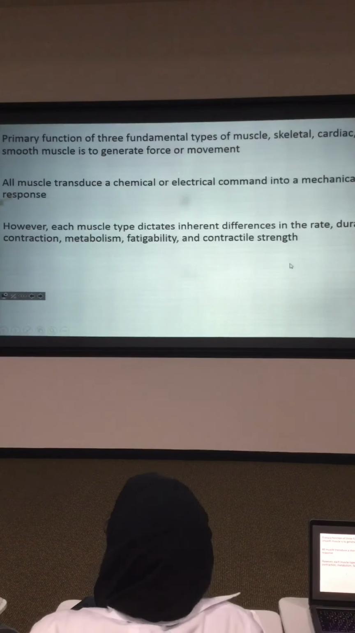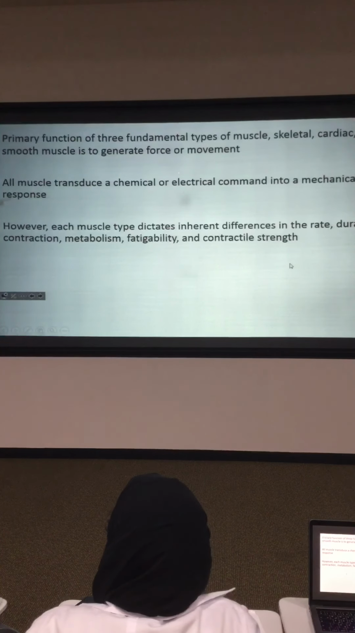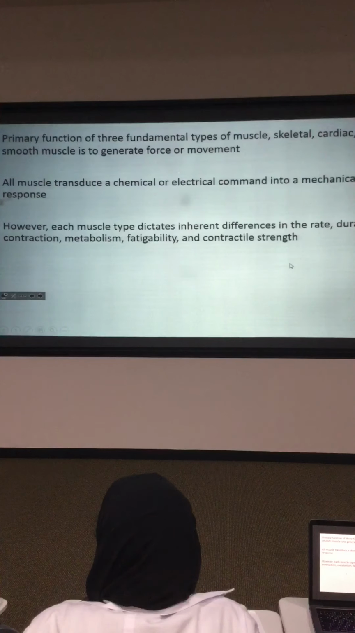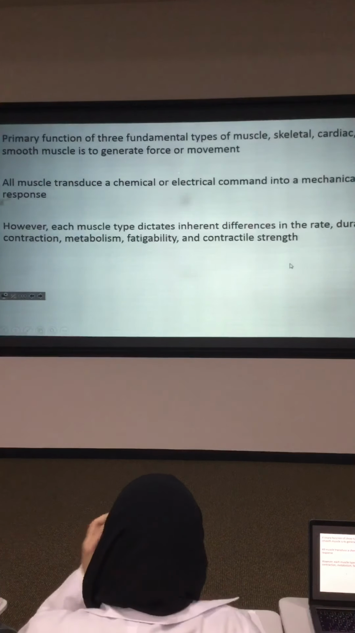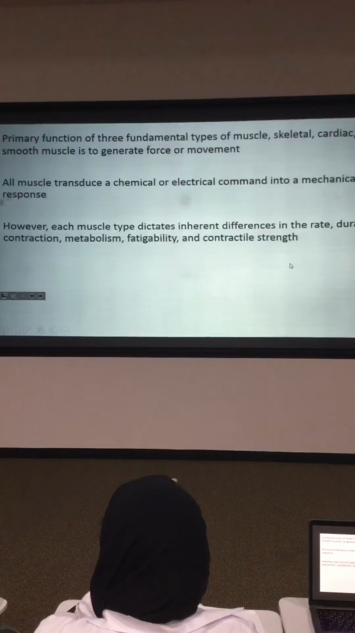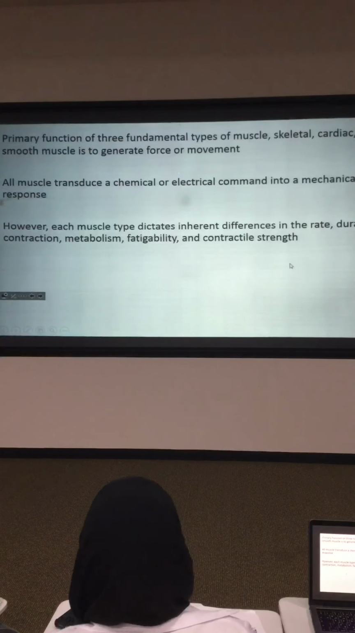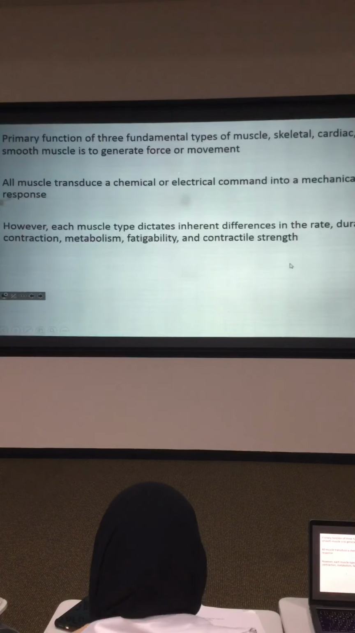Muscles are like transducers. Name one example for a transducer which converts one form of energy into another form of energy. What are the transducers you know which we use in day-to-day life? Car, which converts chemical energy into mechanical energy. So all the motors, the switch, light, all those things, electricity is converted. So all these are transducers.